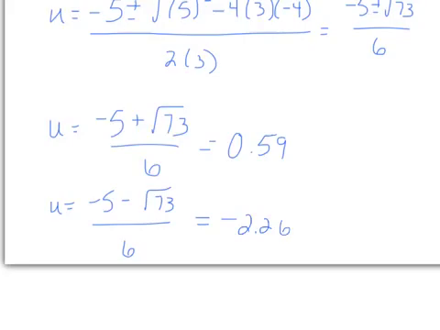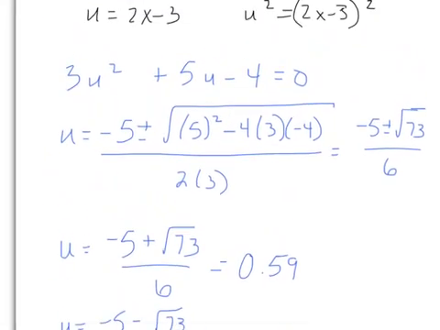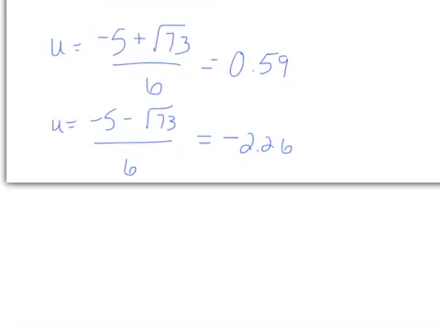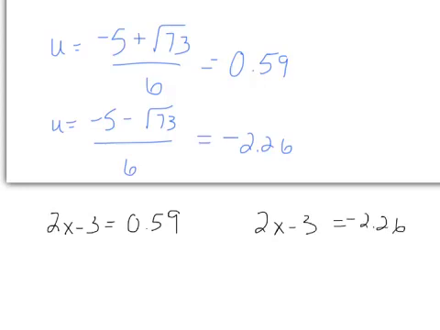Those are the values of u. But remember that u was defined as 2x minus 3 from the top up there. So set each of these decimals equal to 2x minus 3. We're going to solve both of these by adding 3 and then dividing by 2. This gives me an x value over here of 1.80. And then adding 3 over here and dividing by 2, we get an x value of 0.37.